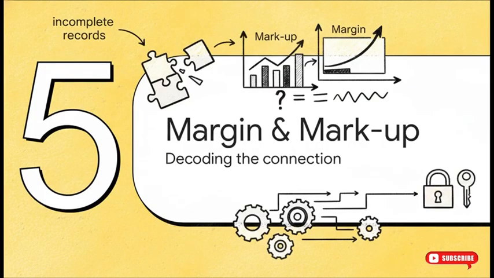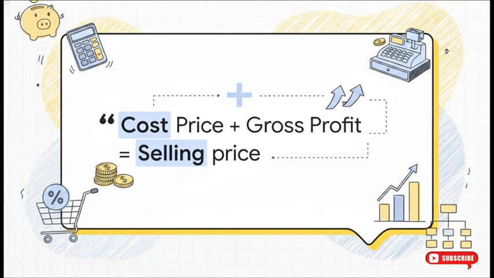Which brings us to Section 5, decoding margin and markup. This is definitely the trickiest part of incomplete records. It's honestly a place where a lot of professionals get stuck. Before we decode the difference, let's pause and read this foundational formula out loud. Cost price plus gross profit equals selling price. This is absolutely crucial because it anchors how all organizations establish that profit element during pricing. If you don't lock this exact equation into your memory right now, the rest of the puzzle is going to fall apart. Seriously, everything we talk about next rests firmly on this simple bit of addition.